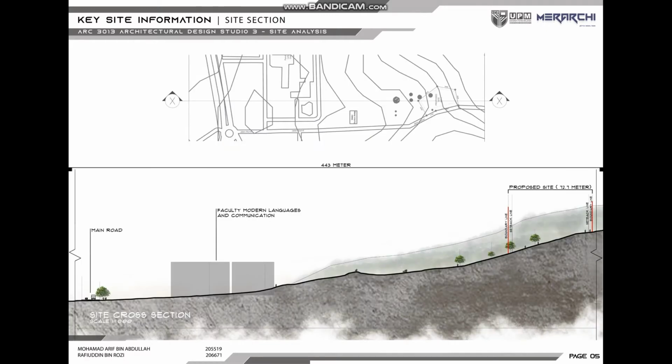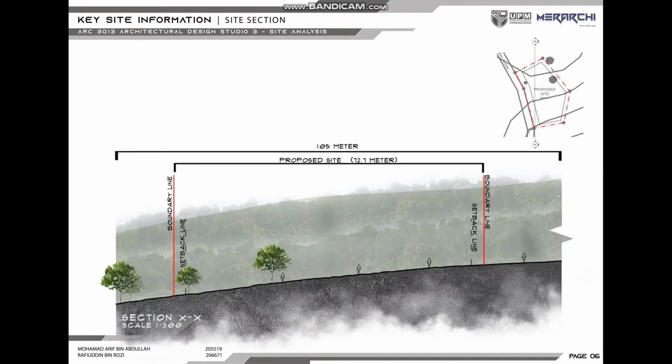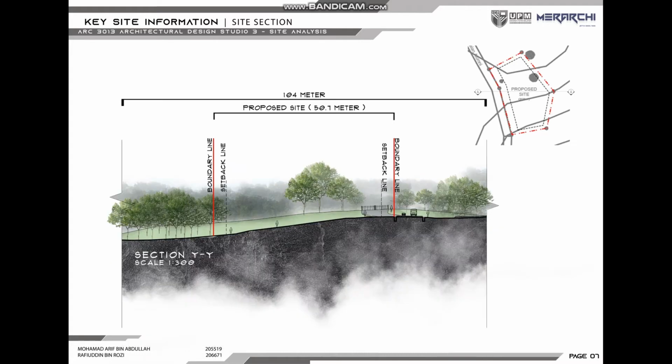For site section, this is a site cross section. The distance from the main road to the end of the proposed site is 443 meters. For section XX, we can see that the site is quite sloping to the north. We can see that the site is quite sloping to the east.